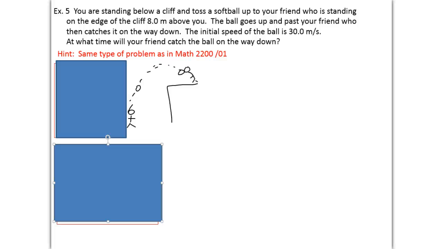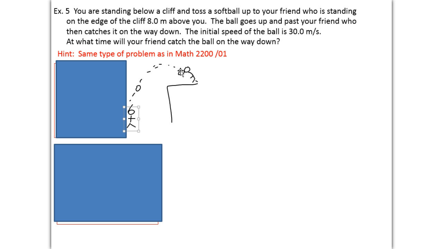Alright folks, we'll pick up with example 5 that we ended last class with, and I'll just restate the question. You're standing below a cliff and toss a softball up to your friend who's standing on the edge of the cliff 8 meters above you. So that's shown here in the diagram.